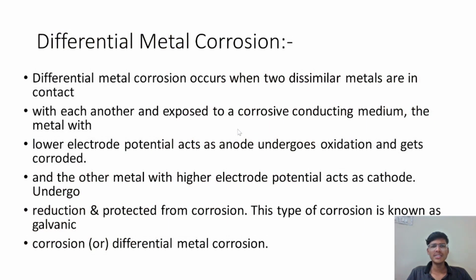Here there are two types of corrosion. One is differential metal corrosion and another one is differential aeration corrosion.